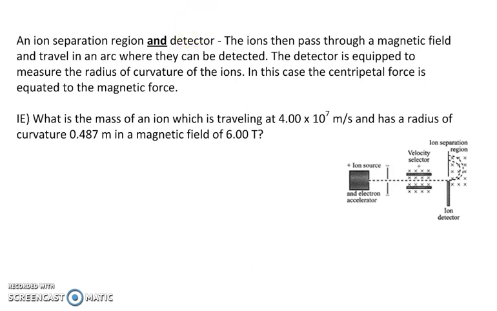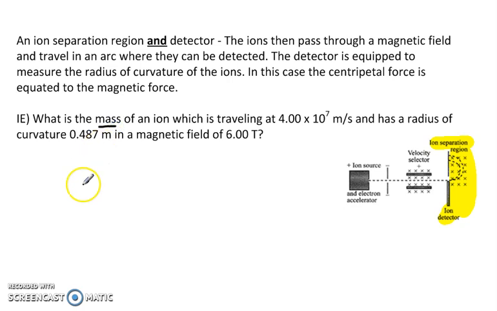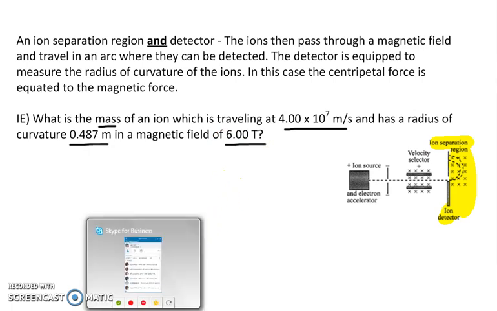Our third example comes from this region where ions are separated and detected. In this case, a magnetic field is moving the ions into an arc. Now we want to know what the mass of a particular ion is. We know that it is traveling at 4 times 10 to the 7 meters per second and has a radius of 0.487 meters, or 48.7 centimeters, due to a 6 Tesla magnetic field.